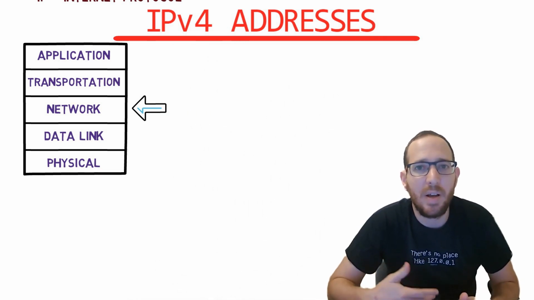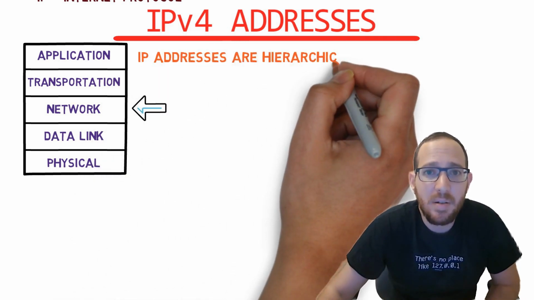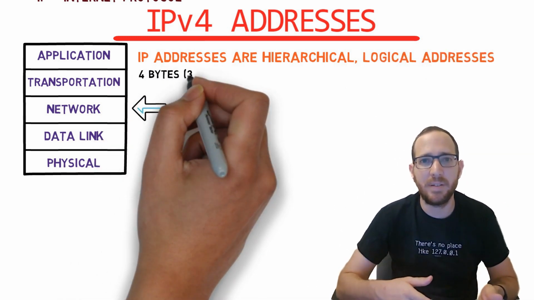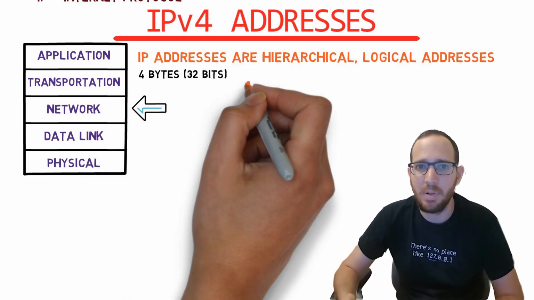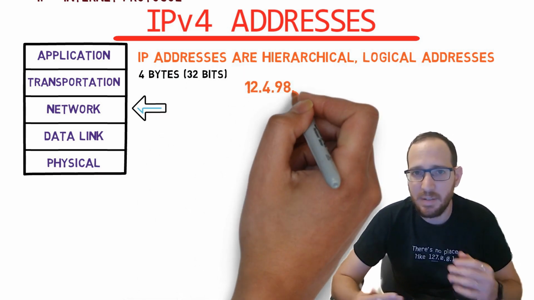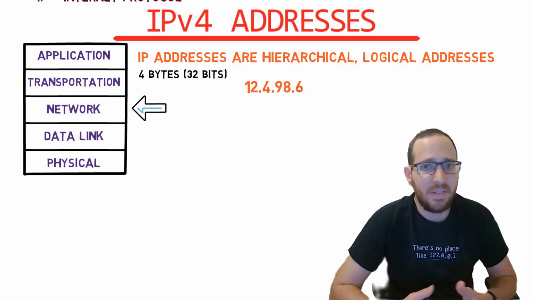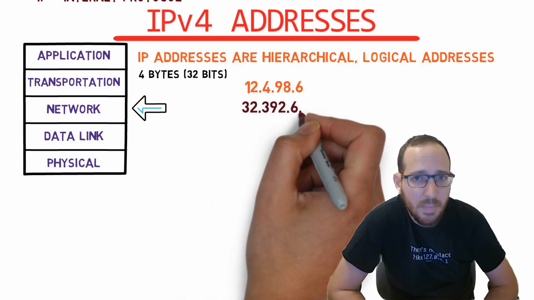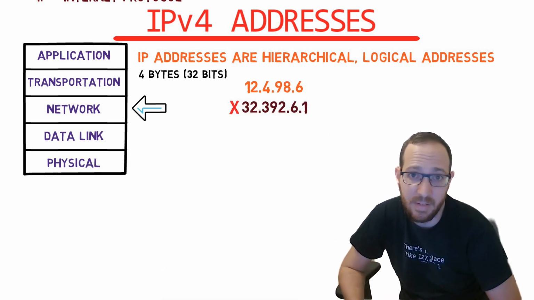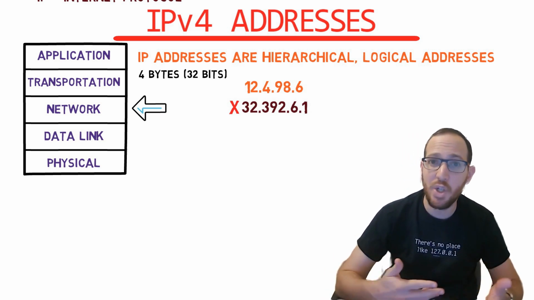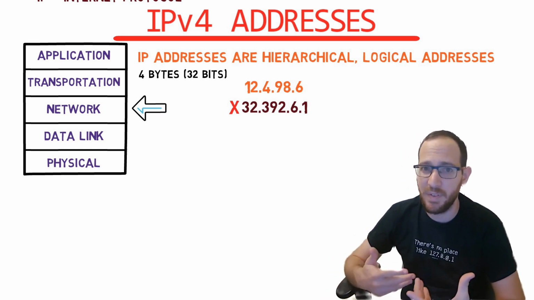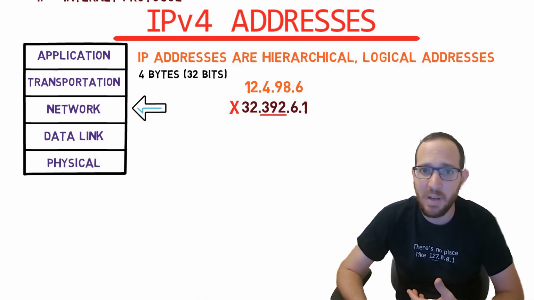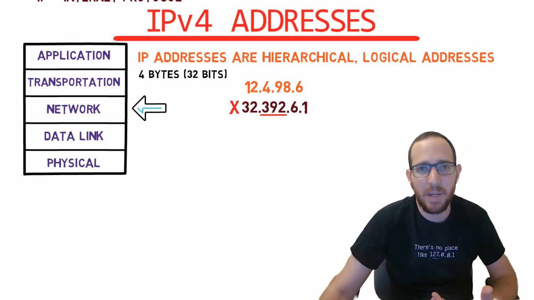IP addresses are hierarchical, logical addresses. Each consists of 4 bytes or 32 bits. We usually write them in dotted decimal notation. For example, 12.4.98.6. So, does the following address represent a valid IPv4 address? Well, no, it doesn't. Since the dots separate between bytes, each value will be between 0 and 255 inclusive. Since the number 392 is bigger than 255, it cannot be represented in a single byte.